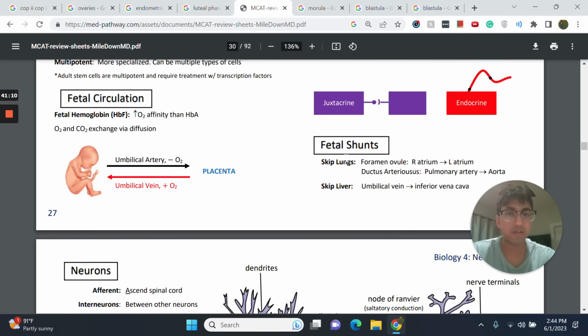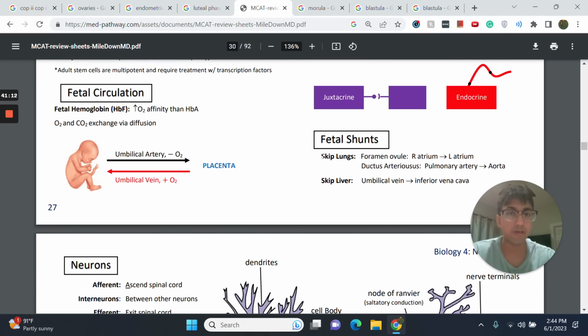Finally, we have fetal shunts, and fetal shunts are very important because the embryo hasn't fully developed, and so you can't expect the embryo's heart to be pumping completely, or the embryo's lungs to be providing oxygen, right? So the blood supply has to skip certain parts, and this took me a long time to understand. But if you just understand that, then you're good.